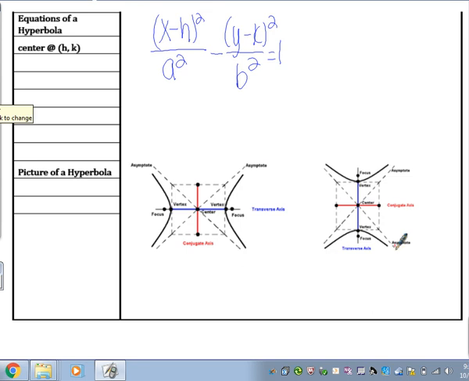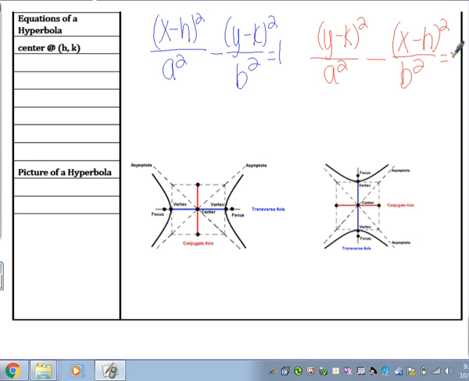When your branches go up and down, that means your y is first. And you have to be careful when y is first, because it's so easy to mess up the center, because they're giving you k first instead of h first. So it's still y minus k squared, but over a squared, minus x minus h squared over b squared equals 1.